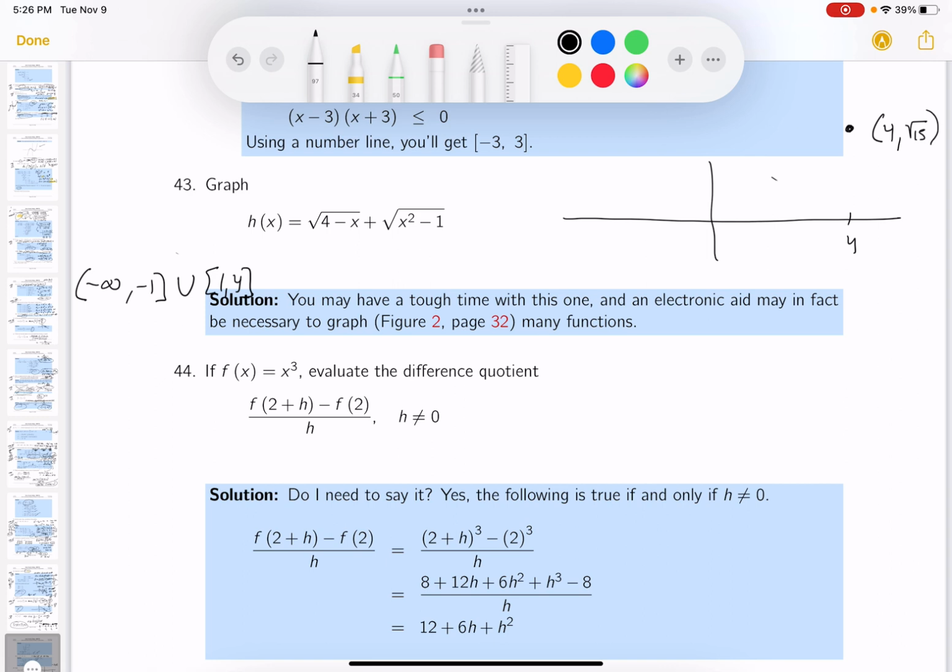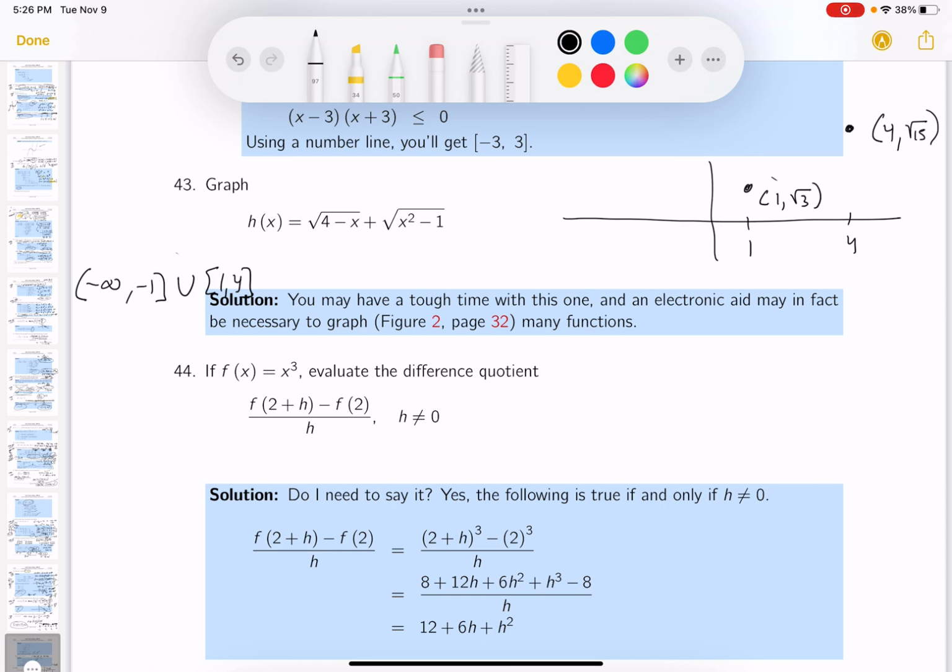All right? I'm going to go to 1 now. And what do you get when you go to 1? 1's over here somewhere. You would get root 3. I'll put that down for you. That's a point, by the way.